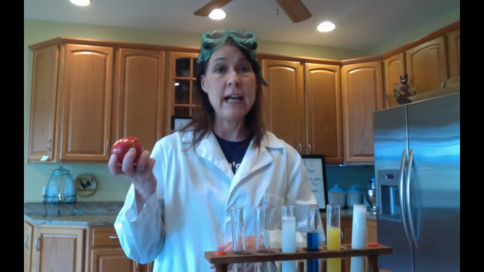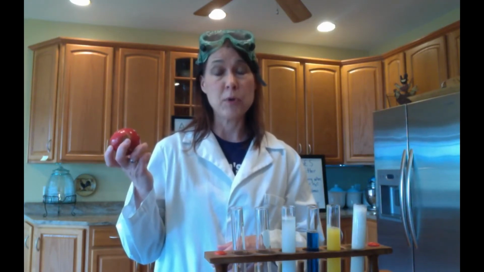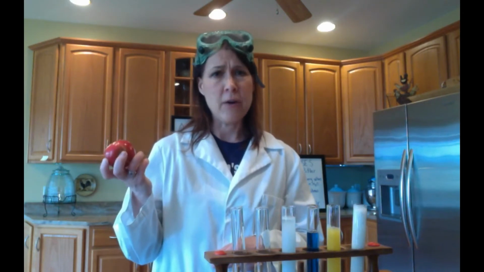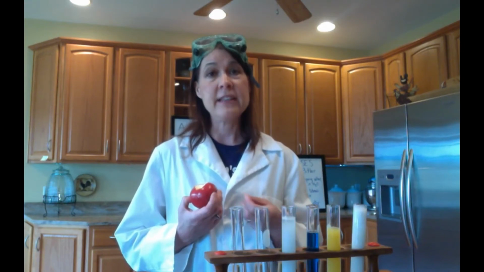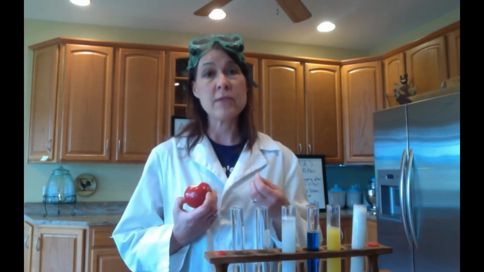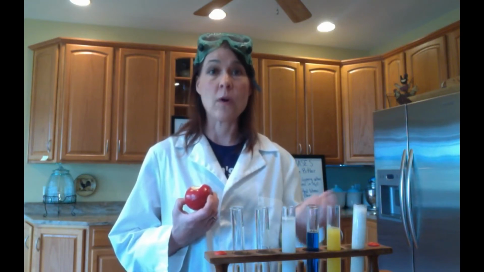Let's go ahead and test our apple with some litmus paper. Now, what is litmus paper? Litmus paper is made from water-soluble dyes that are extracted from lichen. Remember lichen from biology class? And then that solution is put on some filter paper. And this is called an indicator. It tells us whether something is an acid or a base.